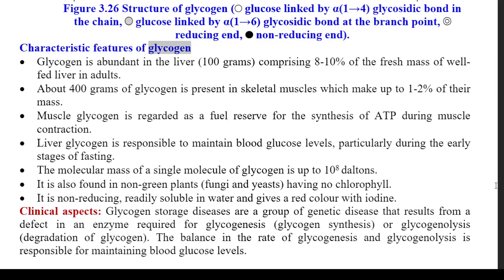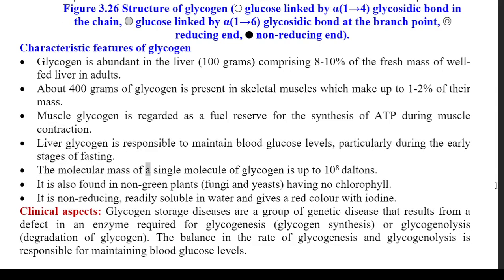Characteristic features of glycogen. Glycogen is abundant in the liver, 100 grams, comprising 8 to 10% of the fresh mass of well-fed liver in adults. About 400 grams of glycogen is present in skeletal muscles, which makes up 1 to 2% of their mass. Muscle glycogen is regarded as a fuel reserve for the synthesis of ATP during muscle contraction. Liver glycogen is responsible for maintaining blood glucose levels, particularly during the early stages of fasting.